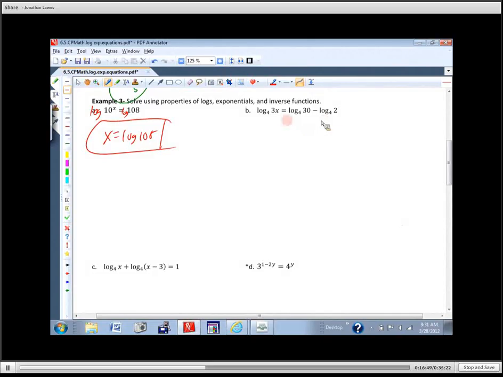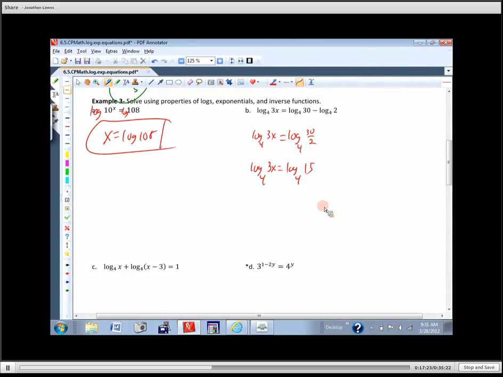Ideas here? What's that? Put them together. Okay, use those properties of logs that allowed us to combine logs of the same base. If we were adding or subtracting, we could change it into multiplication or division. Okay, this has a negative in front of it, so this is going to go on the bottom. So this is going to be log base 4 of 30 over 2. So this is log base 4 of 3x, and this is log base 4 of 15.